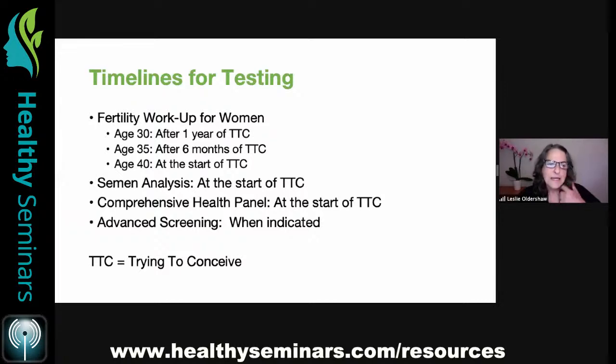Okay, so the first thing we're going to talk about is just some general ideas and timelines for testing. Now, when you're doing a fertility workup for women, the timeline that you want to do that workup is going to be age dependent. And so when you have a woman who's 30 years old, they can try to conceive for a year before you really need to think about getting a workup done. Of course, if they want to do a workup earlier, you certainly can, but you've got a little bit of time and you don't have to necessarily do a lot of testing right away.